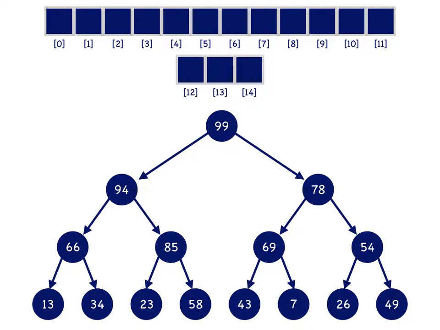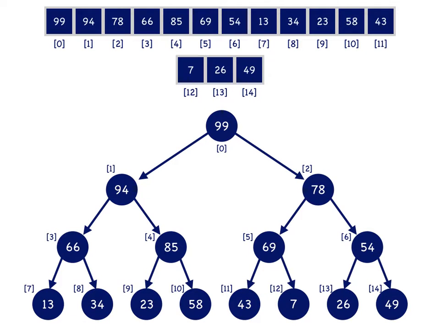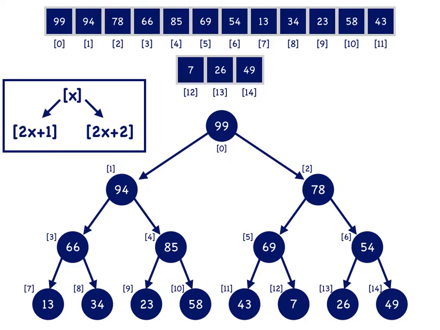And the way we can translate the heap onto the array is by simply numbering the nodes from left to right, meaning 99 would go in position 0, 94 would go in position 1, 78 in index 2, and so forth. Now, if all the values are stored in an array and not a node object, how do we know what the position of a child is for any given parent node? Fortunately, we have a formula: for any node at index x, the index of the left child will always be 2x plus 1, and the index of the right child will be 2x plus 2.